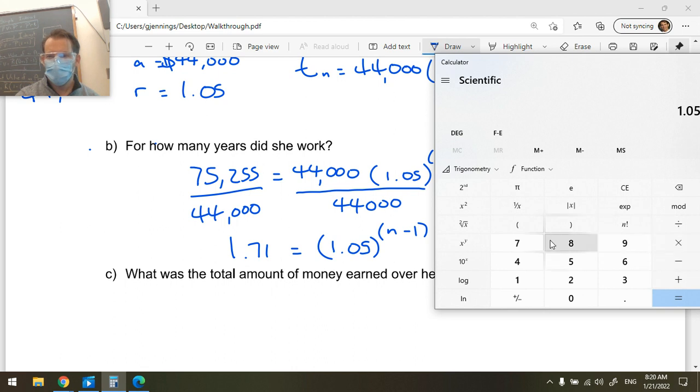1.05, and I'm going to raise that to some power. I don't know what it is. Don't worry about n minus 1 right now. Just find out what power I need to raise 1.05 to get that. Okay? Let's try, I don't know, what do people want to try?